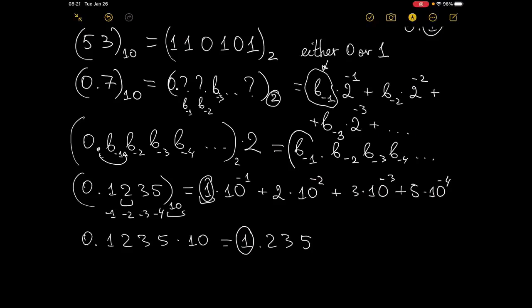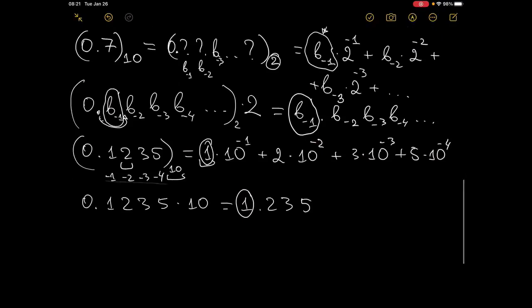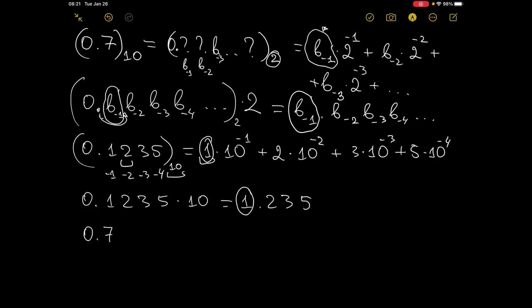So now the integer part will be exactly my first digit of the representation, right? So I separated it from the fractional part. We take our 0.7 and multiply by 2. We are getting 1.4, right? So the integer part is exactly our b negative 1. So the first digit, let me start writing it, is 1.